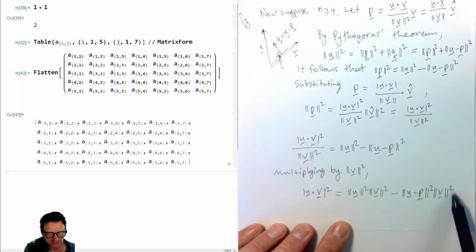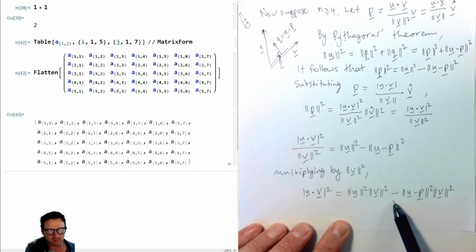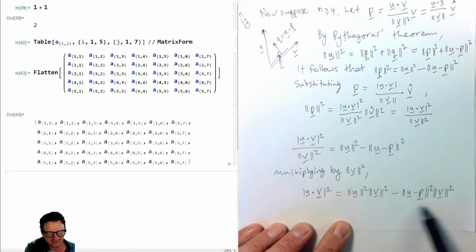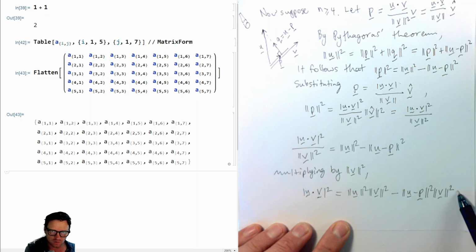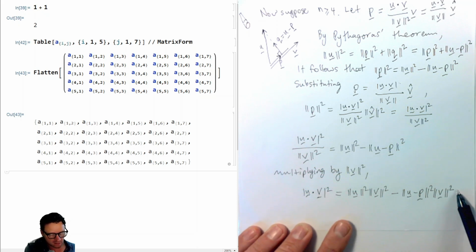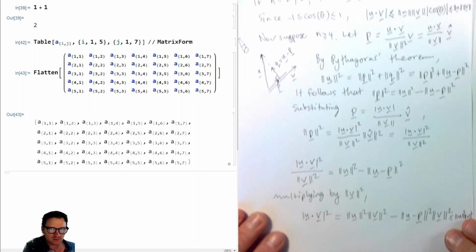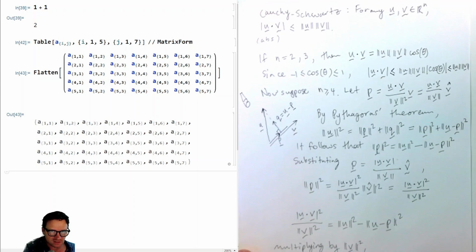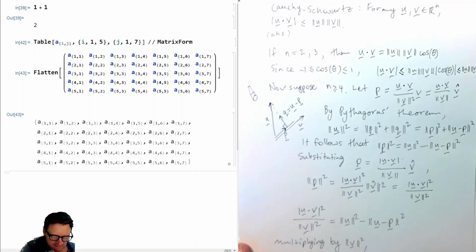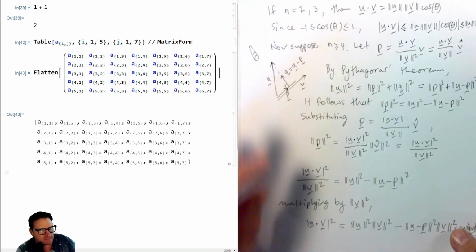Now remember, this is a product of two norms right here, but we have a minus sign in front of that. So this is always negative or 0. Okay, and so this entire thing has to be less than or equal to the norm of u squared times the norm of v squared, right? Which is our Cauchy-Schwartz inequality. If you have a look at the top, that's exactly this. So we have given a proof of this identity.